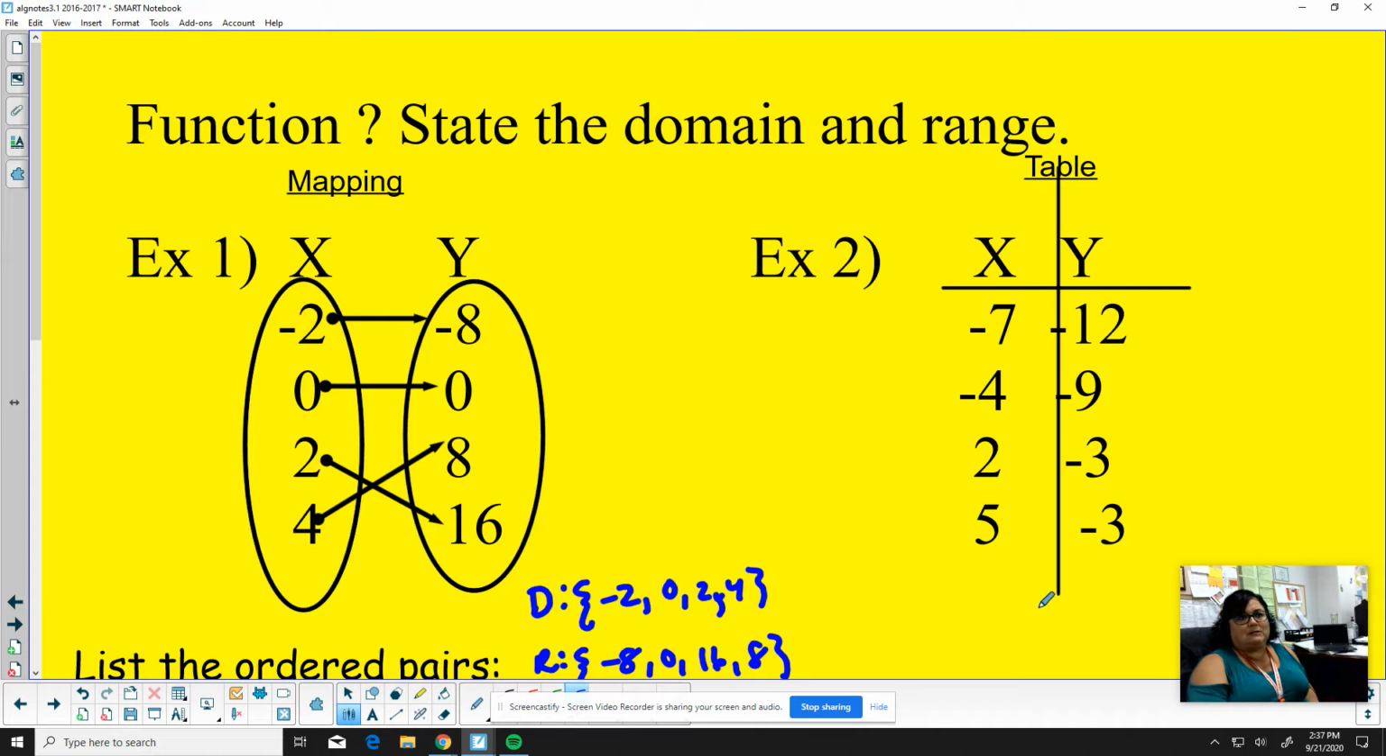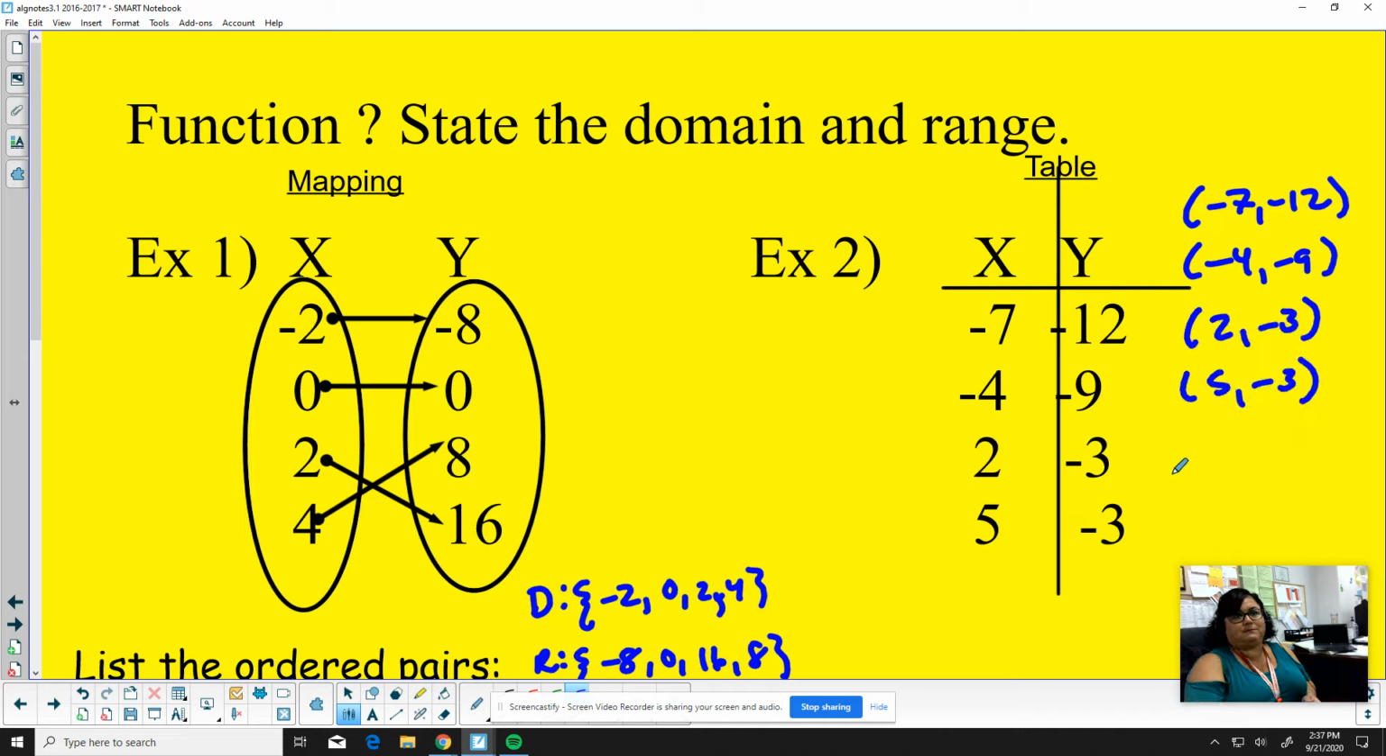So same thing here on the table. There's no arrows, but you can tell what the partners are. So we've got -7, -12, -4, -9, 2, -3, and 5, -3. So my domain are all the x's, so -7, -4, 2, and 5. My range, -12, -9, -3, and -3. And on that, you wouldn't have to list that -3 twice. You can, but you don't have to.